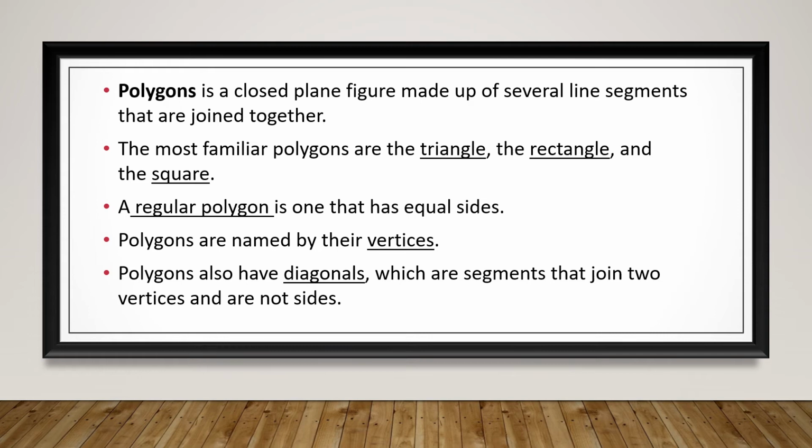We have already discussed polygons in part 1 of geometry. Once again, we will revise. A polygon is a closed plane figure made up of several line segments that are joined together. The most familiar polygons are triangle, rectangle, and square. A regular polygon is one that has equal sides. Polygons are named by their vertices. We will see that in the coming slides. Polygons also have diagonals, which are segments that join two vertices and are not sides.